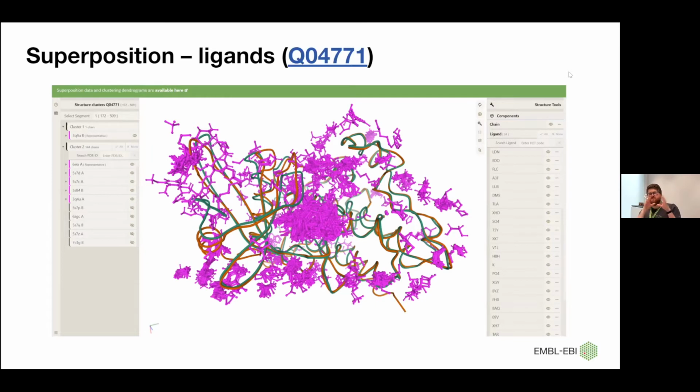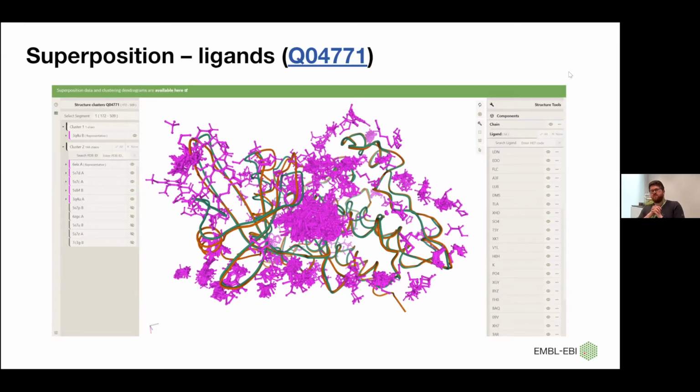So these give you these bits of information on superposition, which are quite nice to display where these common binding sites are. The problem at the moment is we don't have a way of filtering this out yet by, I guess, ligands that you would consider important for different reasons. And that's something we're looking to do at some point.